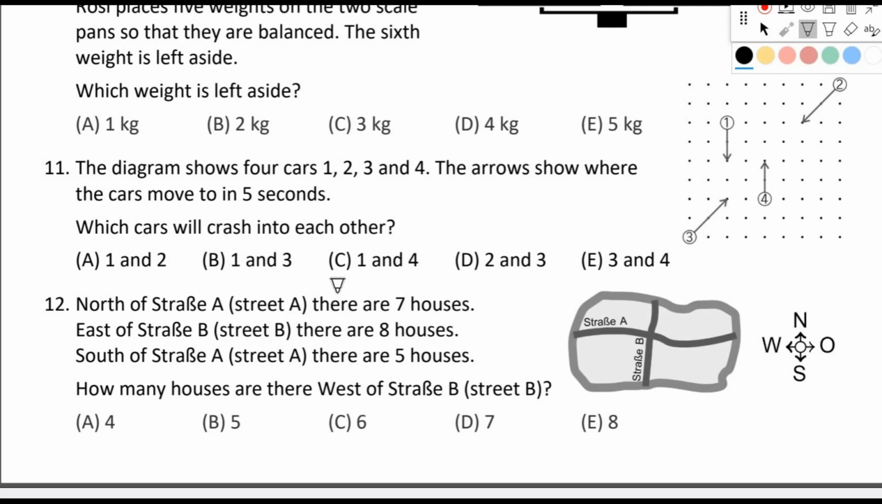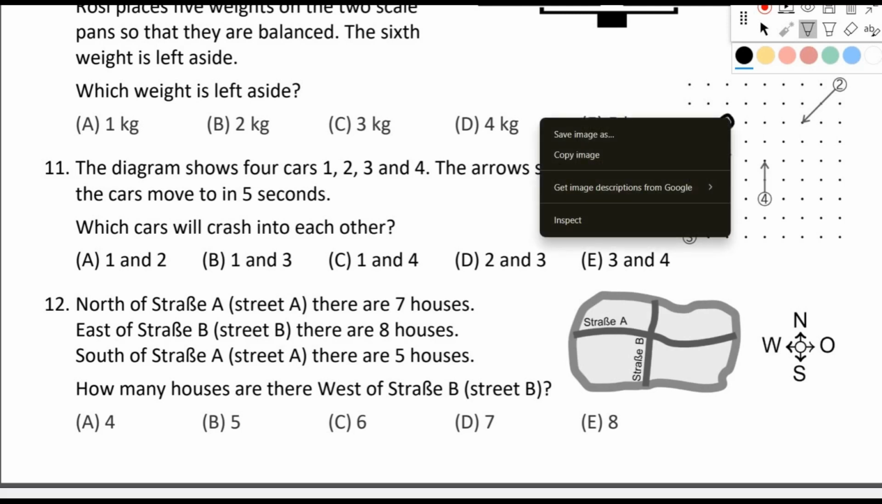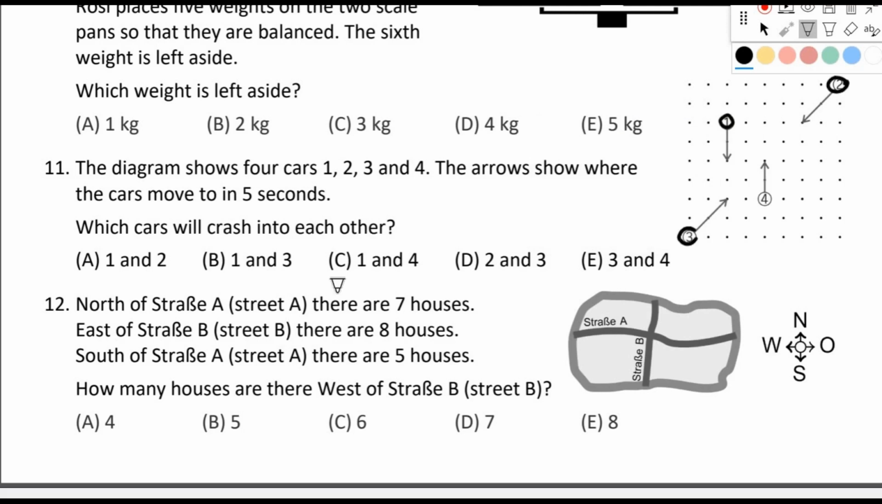So question number 11. The diagram shows 4 cars: 1, 2, 3, 4. So here there is car 1, car 2, car 3 and car 4. The arrows show where the cars move to in 5 seconds. We have to tell which cars will crash into each other. So let's see how much they will move.